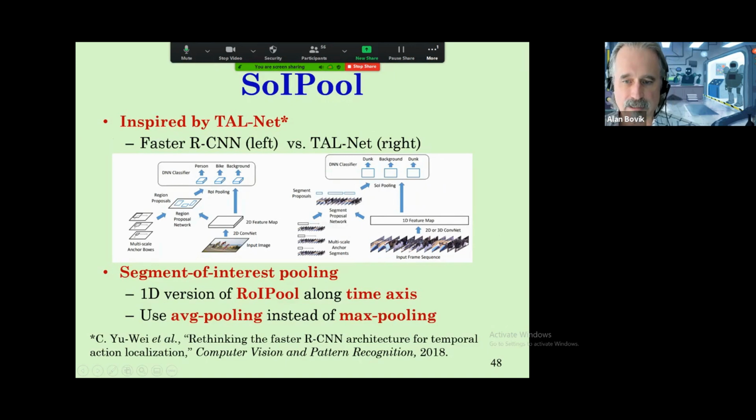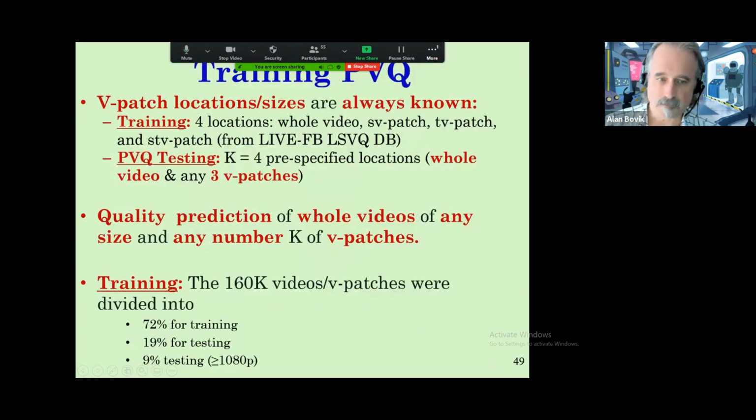Again, we don't need a time segment proposal network. We know where the start and the end of the video clips are during training, and we probably just use the whole clip during application. The only difference with this model is that we use average pooling, which is typical of regression problems like we're doing, as opposed to computer vision classification problems.